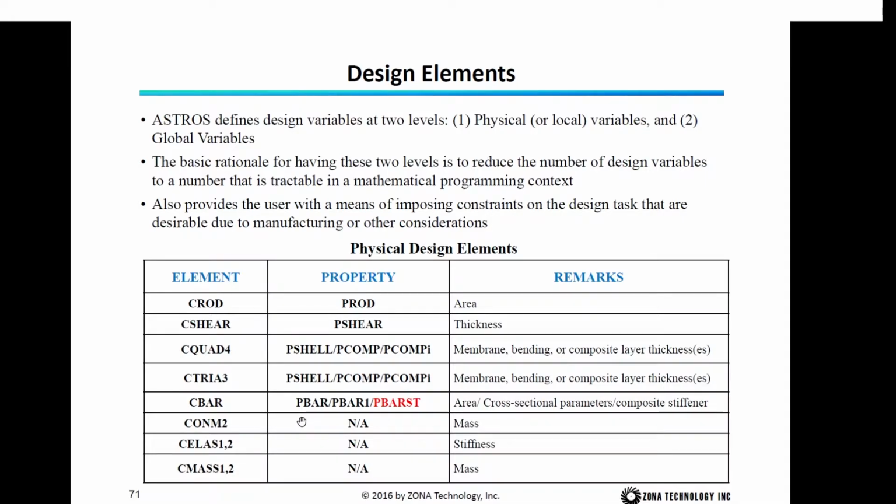CBAR, you have PBAR, PBAR1 and PBARST, and the area of the PBAR becomes a design variable. All the cross-section parameters defined in the PBAR1 can be selected as design variables. Or PBARST for composite stiffener, you can select a layer or a set of layers in those cards to be a design variable. For CONM2 it is the mass. CELAS1 or 2 is the stiffness, and CMASS1 and 2 is the mass.